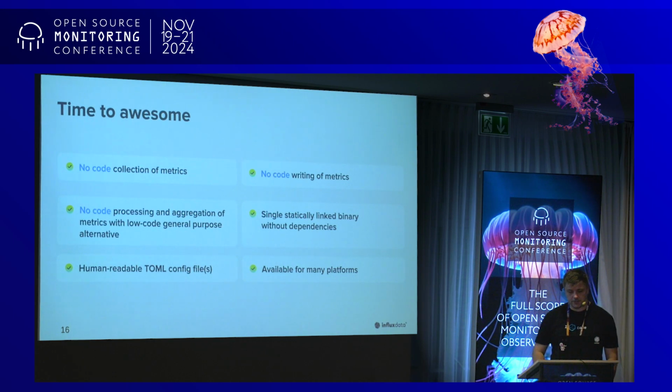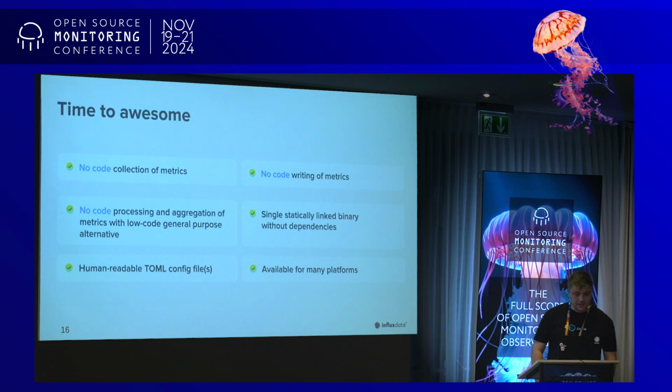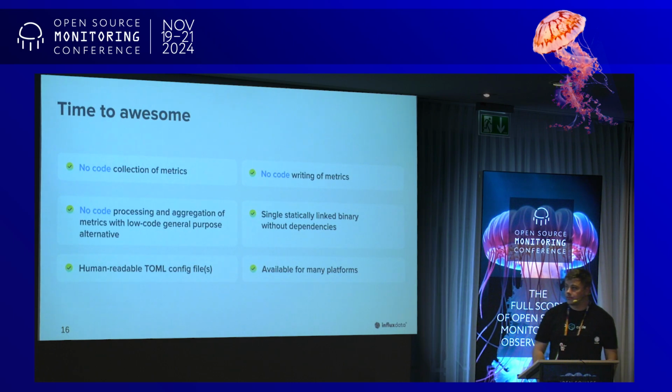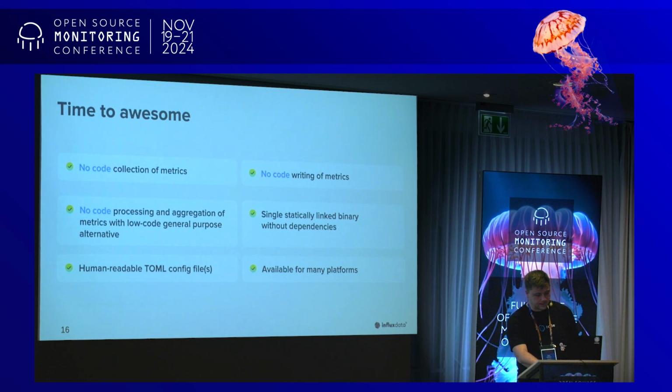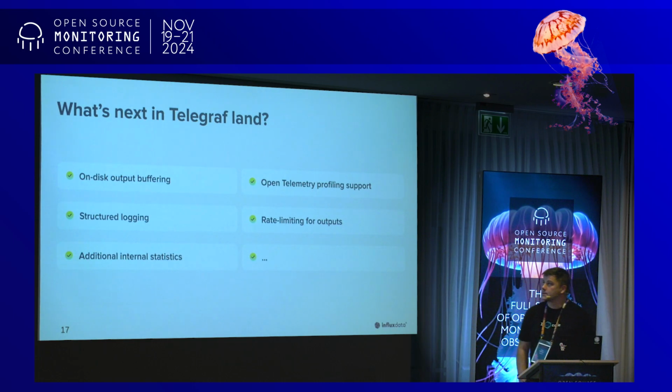processing styles or processing needs, Telegraf comes as a single statically linked binary without any dependencies, so you can use it on any distribution you want. It is also available for Windows, Linux, Mac, FreeBSD, and a few others. Telegraf is configured with human-readable TOML files, and as I said, available for many platforms, many different CPU architectures. So you probably can run it in your environment.